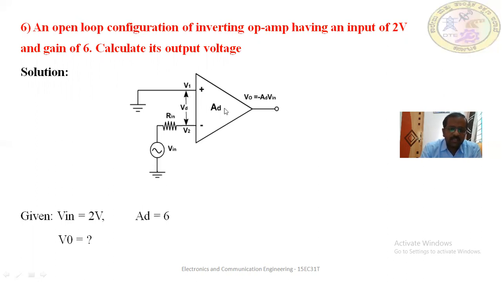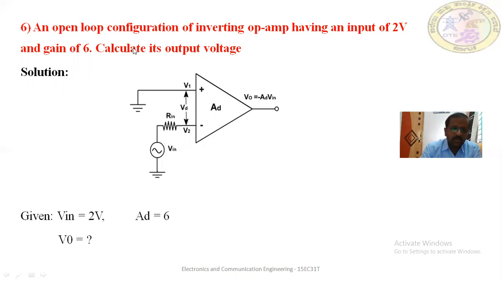What are the given values? It has an input of 2 volts, so Vin is equal to 2 volts, and the gain of 6, so AD is equal to 6. We are asked to calculate its output voltage, so Vo is equal to question mark. It is to be calculated here.